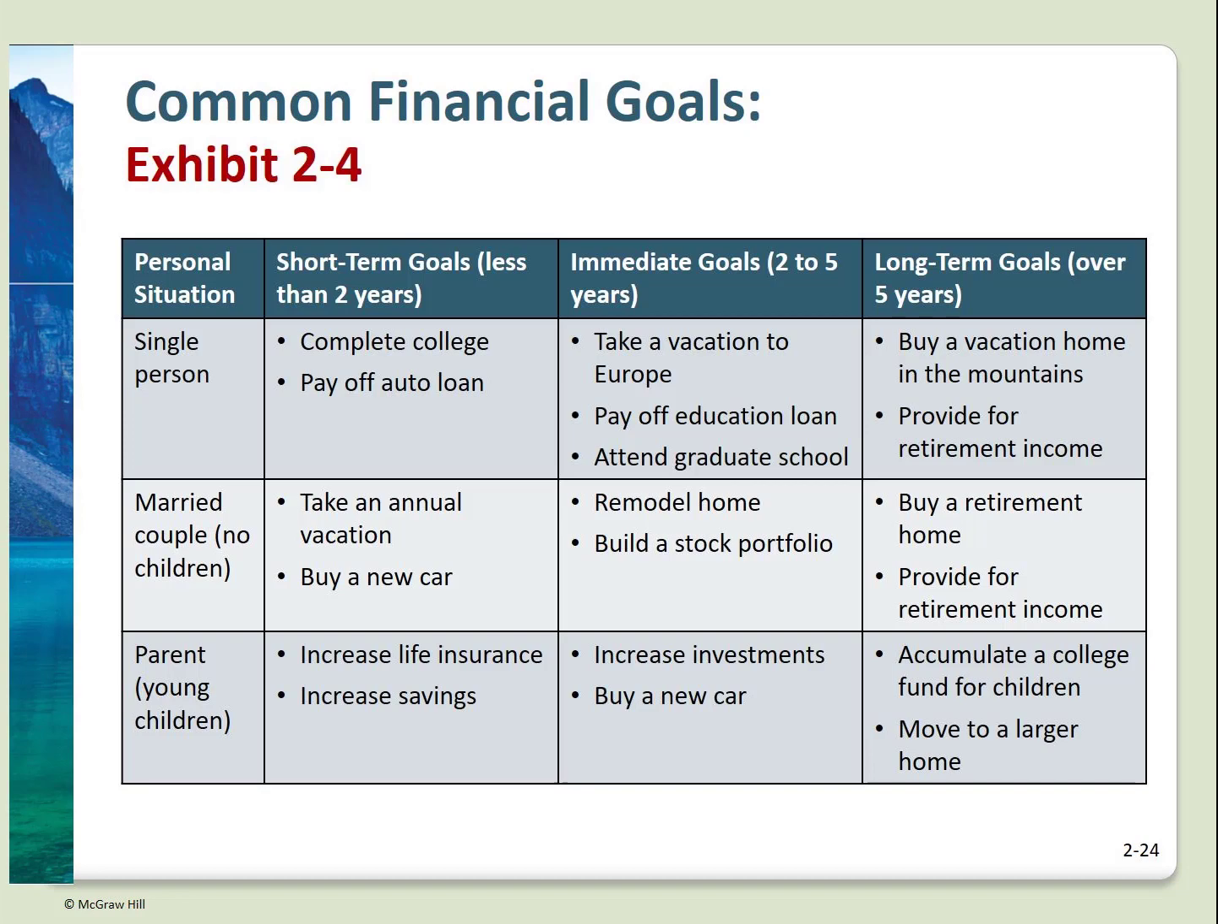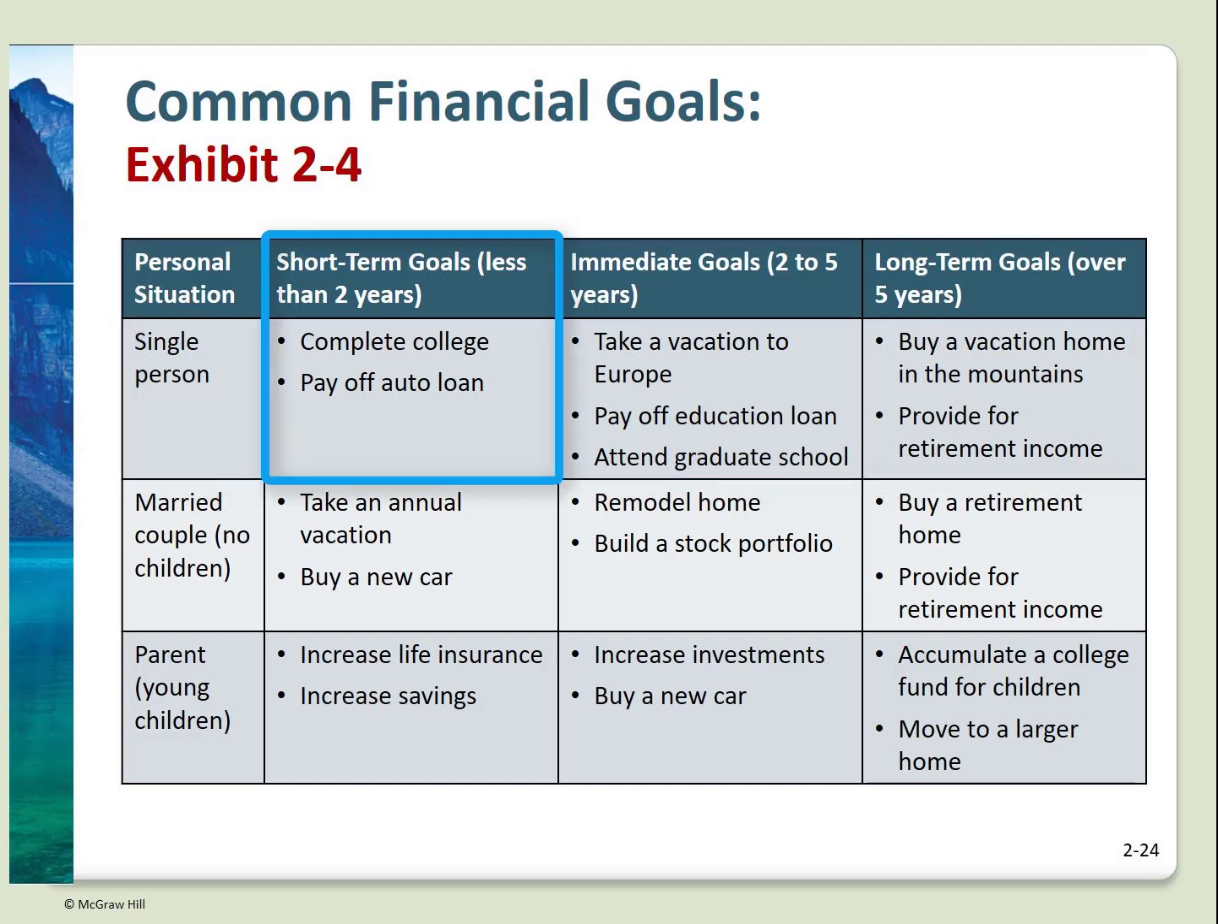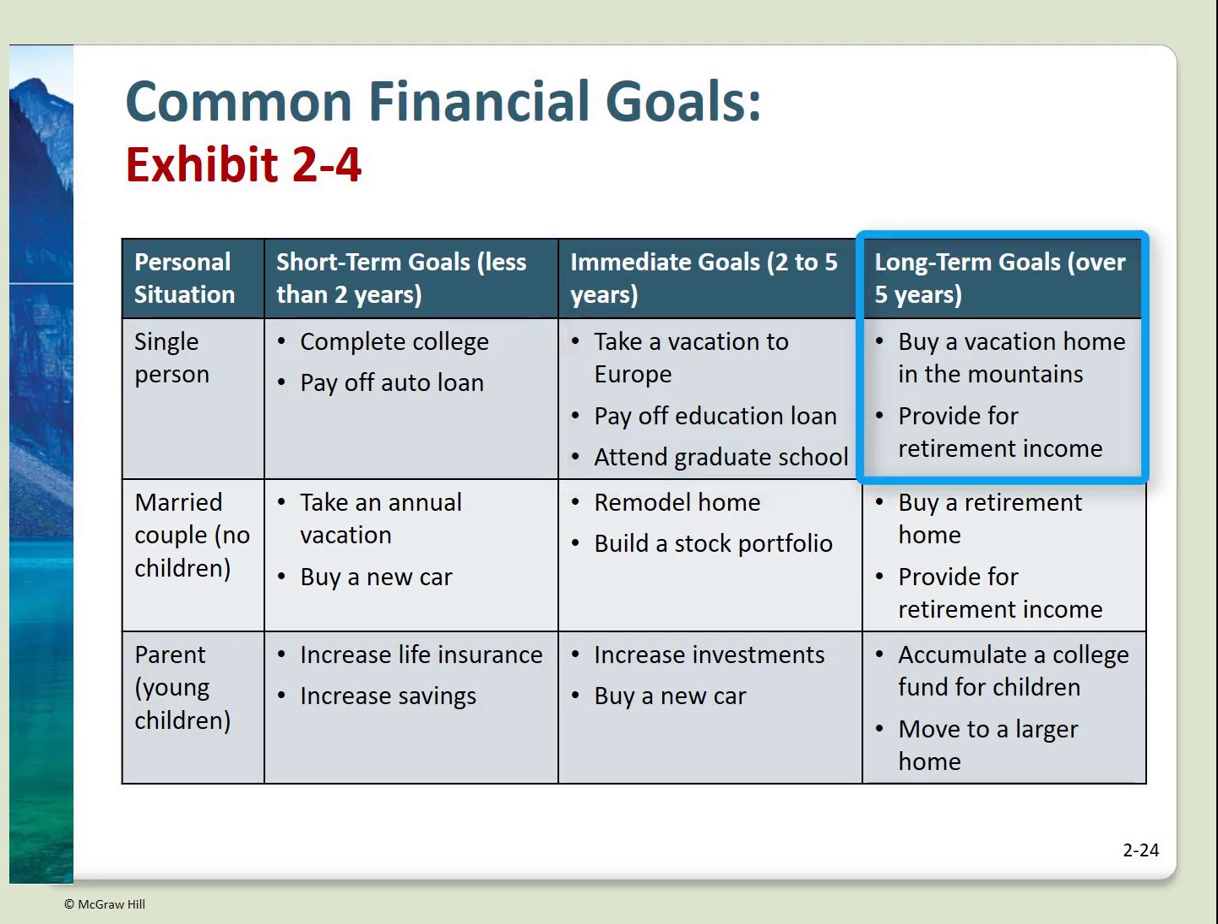This is Exhibit 2.4. It offers some typical financial goals for 3 life situations. Single person, short term, finish college and pay off a car. Intermediate, vacation in Europe, pay off your student loans, go to graduate school. Long term, vacation home, retirement. Also, married couple and parent with no children. Note that providing for retirement is a long-term goal in all 3 situations. Without children, goals can include vacations and new cars. With children, insurance and savings for college seems to take precedence.